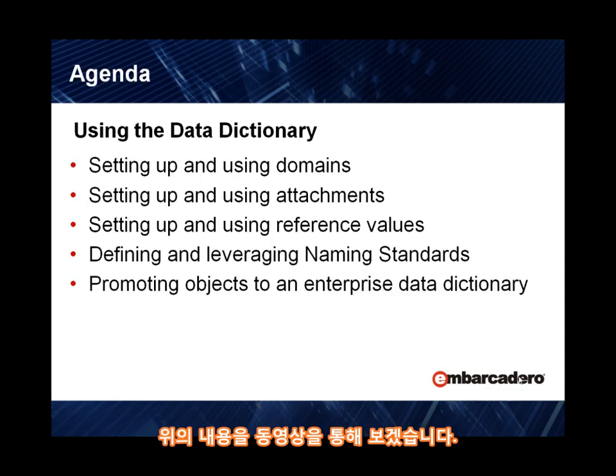We'll discuss how to set up and use domains. We'll also discuss how to set up and use attachments to define your own pieces of metadata assigned to objects. We'll talk about how to set up and use reference values that can be used to document allowed values. We'll show you how to define and leverage naming standards. And lastly, we'll show you how to promote existing objects to an enterprise data dictionary so they can be shared across all your models in the repository.